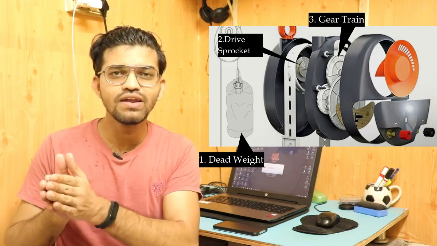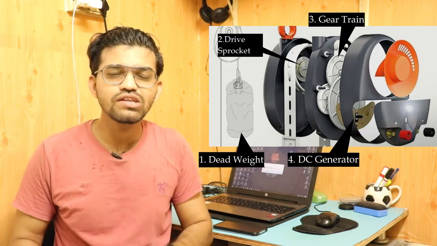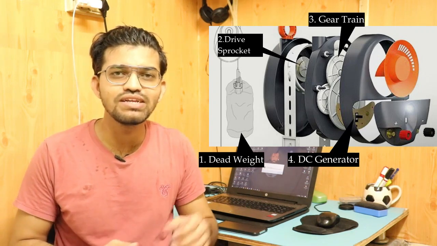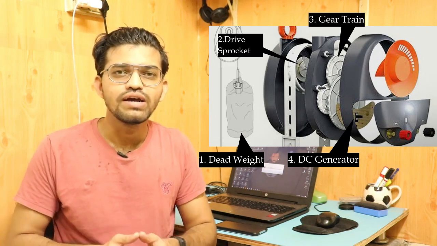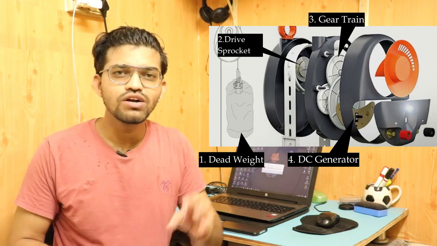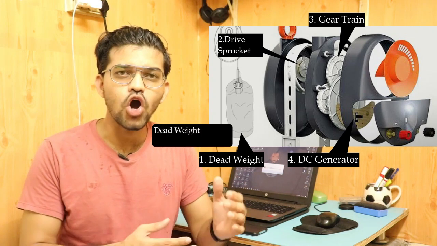This particular gear train is connected to the DC generator. So these are the four essential components which are used in this gravity light. Over here, this particular dead weight we can call a bag, which is filled with rocks.